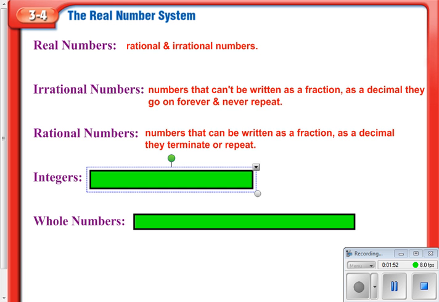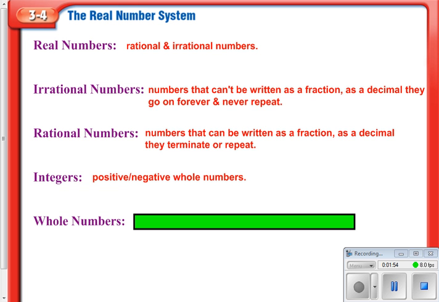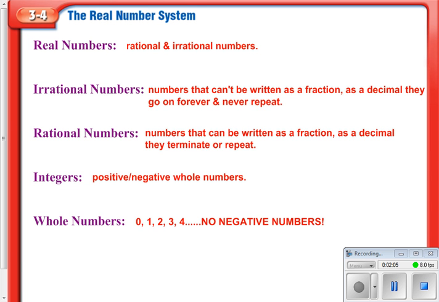Integers, we covered back in Unit 1. Integers are positive, negative whole numbers. And last would be whole numbers. Whole numbers are numbers like 0, 1, 2, 3, 4. The biggest thing is they do not contain negative numbers like integers would.